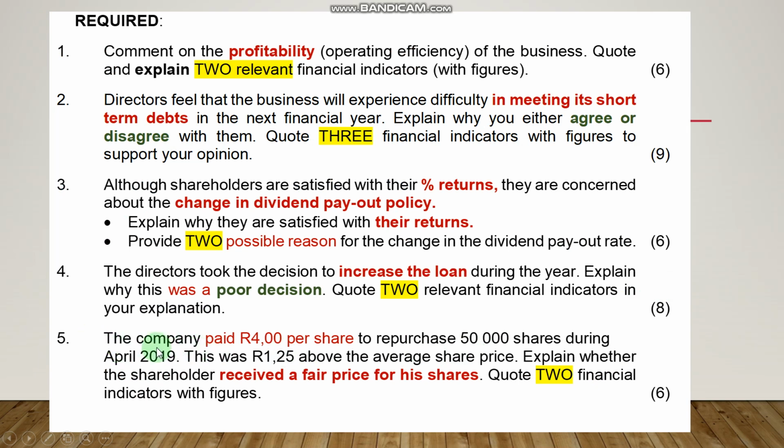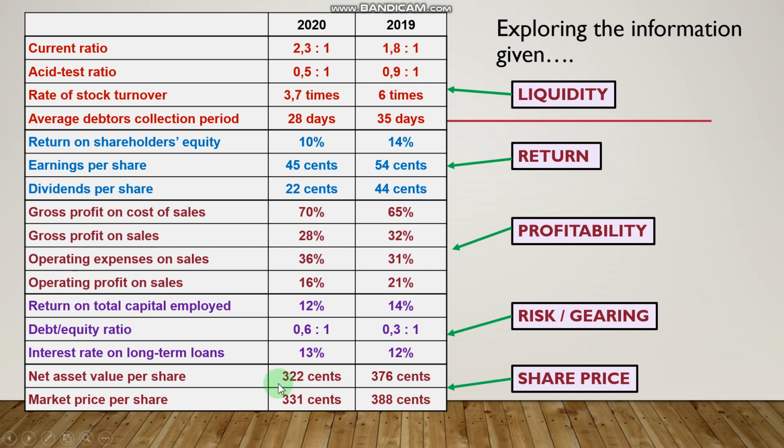Right, the last question, the company paid 4 Rand per share to repurchase 50,000 shares during April. This was 1 Rand 25 above the average share price. Explain whether the shareholder received a fair price for his shares. Right, so we paid 4 Rand per share. We gave him 1 Rand 25 above the average share price. So we need to look at the net asset value. It was 3 Rand 76 and it's going down.